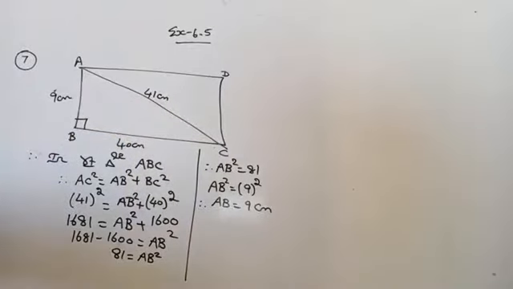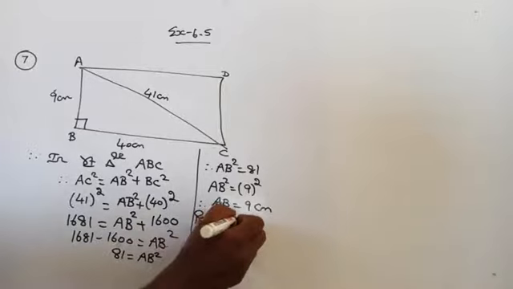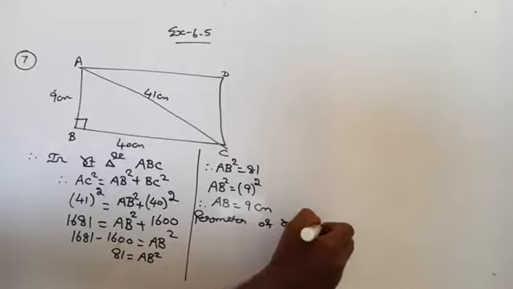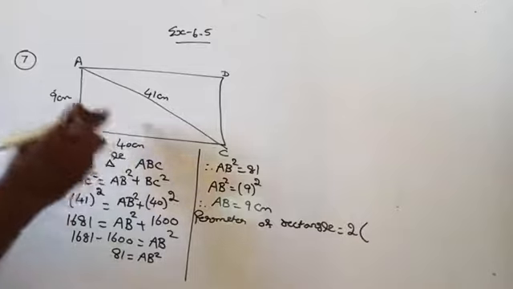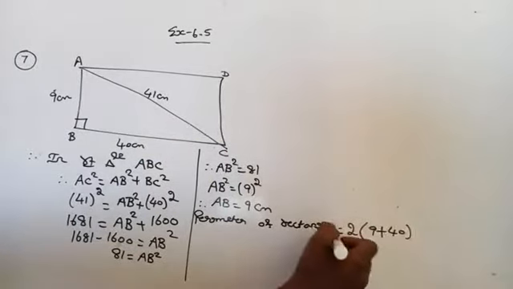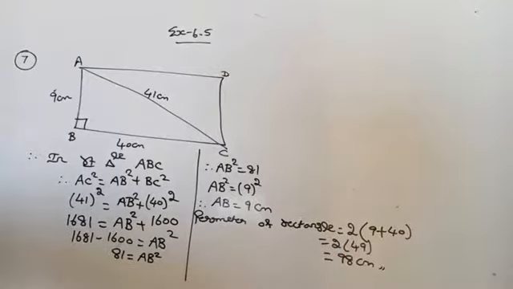Now you can find the perimeter of the rectangle. What is the perimeter of the rectangle? 2 times length plus breadth. Otherwise, 2 times the sum of the adjacent sides. Adjacent sides are 9 plus 40, it is B, it is L here. So 2 into 40 plus 9, 49. 2 times 49 is 98 centimeter, which is the required perimeter of the rectangle. Are you getting there? Yes.